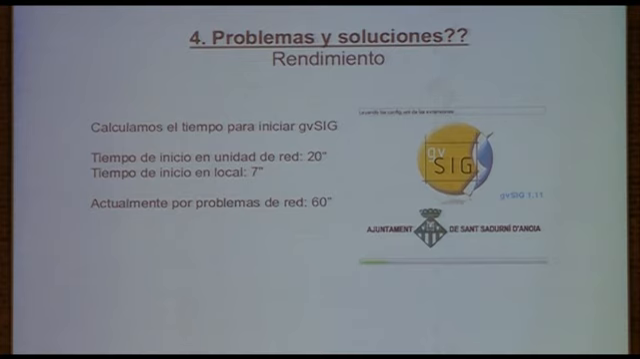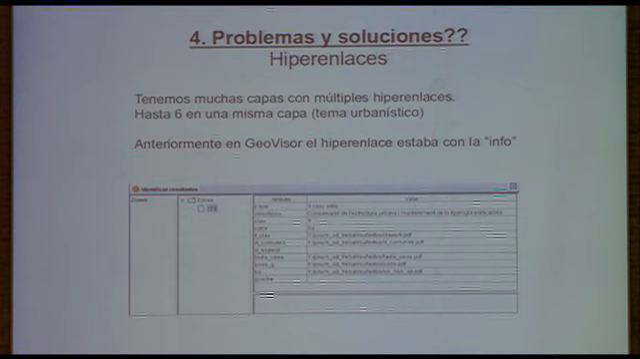We calculated the time to boot gvSIG, and the ones started online. It took 20 seconds, in local 7 seconds, and now we're having some problems with the internet, and it now takes 60 seconds. I really don't know why. So we haven't solved this problem completely, but we're talking about acceptable times.